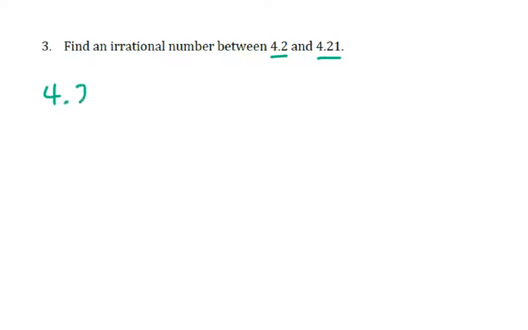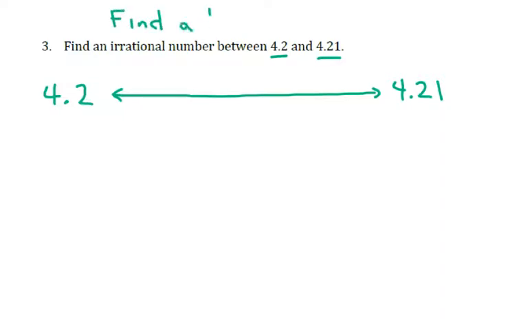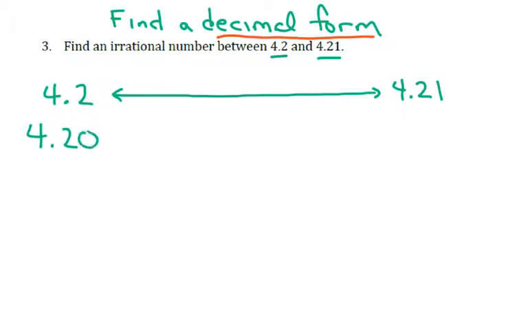Okay, so I suppose you could be clever and come up with some multiple of the square root of 2. But I want you to be able to find a decimal form. So, can we find a decimal form of an irrational number between 4.2 and 4.21? Well, like we did with rational numbers, it helps to add some zeros.